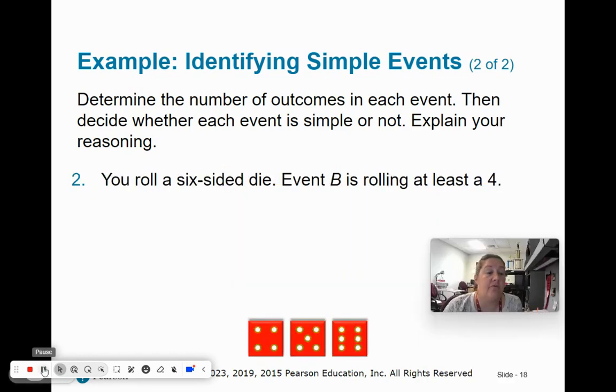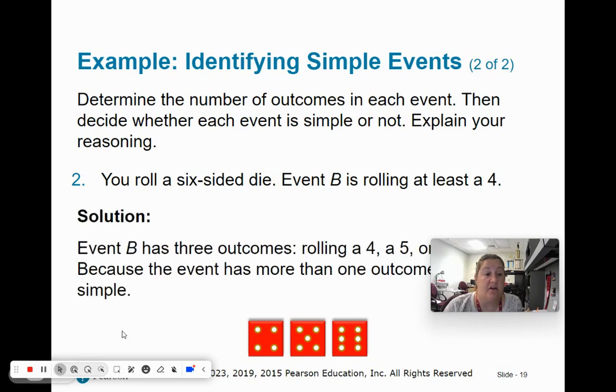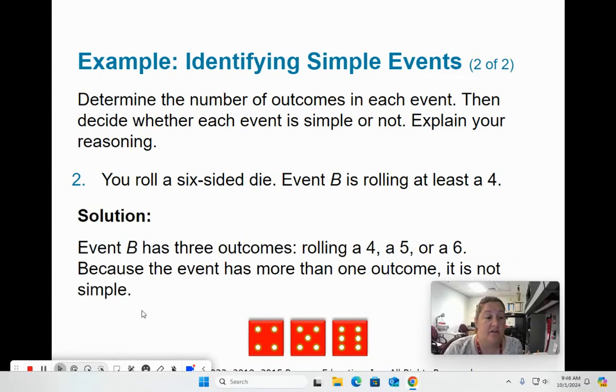If we were to look at rolling a 6-sided die, and event B is rolling at least a 4, the event would be 4, 5, or 6. So because it has more than one outcome, it is not simple.